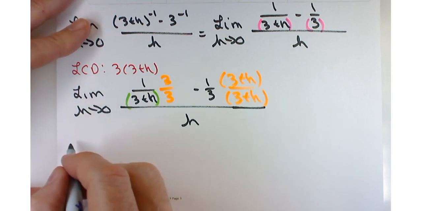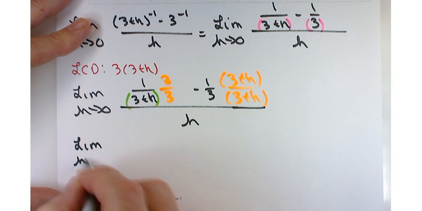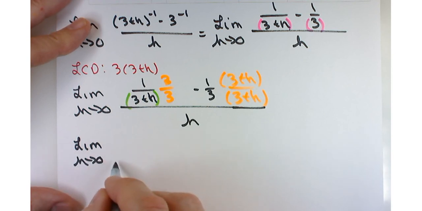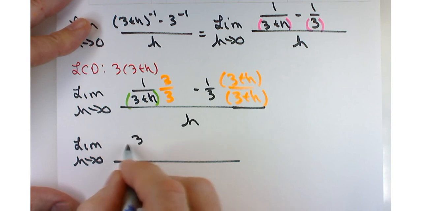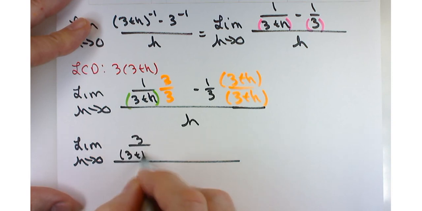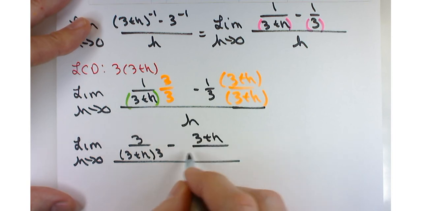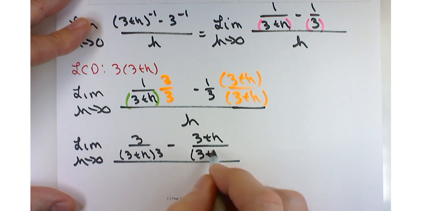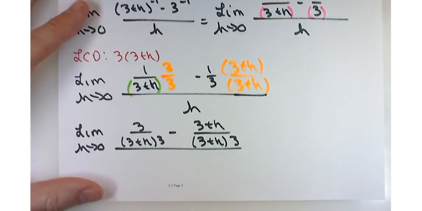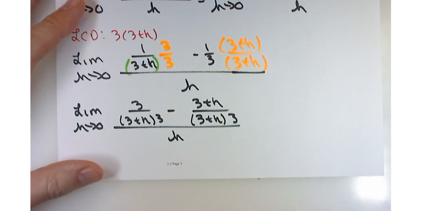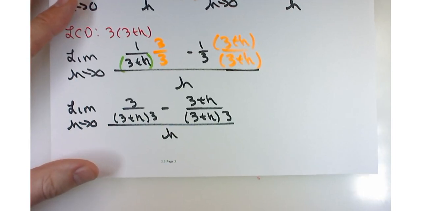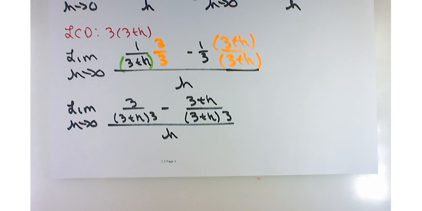That's going to be the limit as h approaches 0 of 3 over 3 plus h times 3 minus 3 plus h over 3 times 3 plus h, or write it backwards like that, over h. That doesn't look any better. Looks pretty ugly. Ashley's looking at that going, oh man, where's this going?